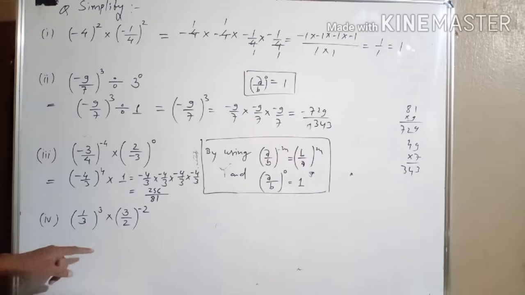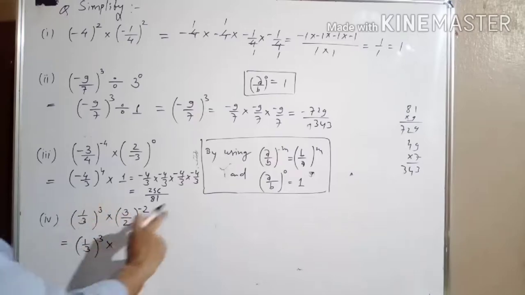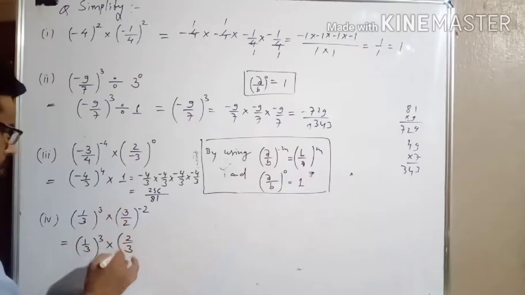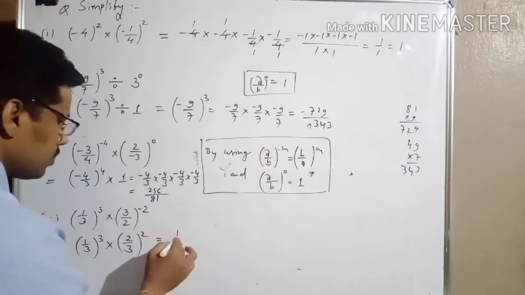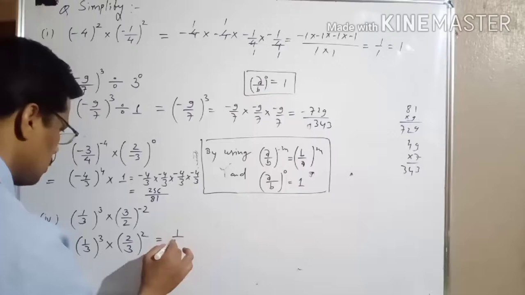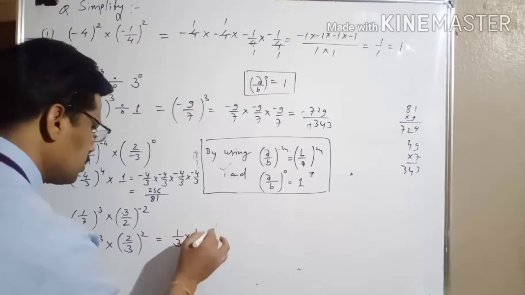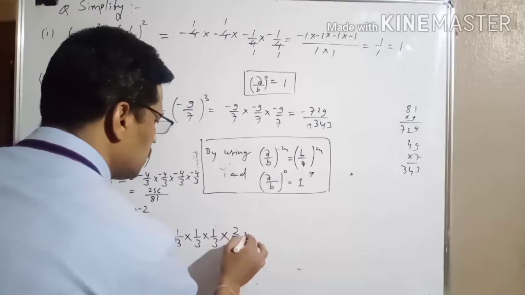Now in this question, 1 upon 3 power 3 into 3 upon 2 power minus 2. This 1 upon 3 power 3 will come as it is. This negative power can be converted to positive with the help of this rule. This 3 upon 2 can be written as 2 upon 3 power 2. Now you can simplify. 1 upon 3 can be written how many times? 3 times: 1 upon 3 into 1 upon 3 into 1 upon 3. And 2 upon 3 can be written how many times? 2 times: 2 upon 3, 2 upon 3.